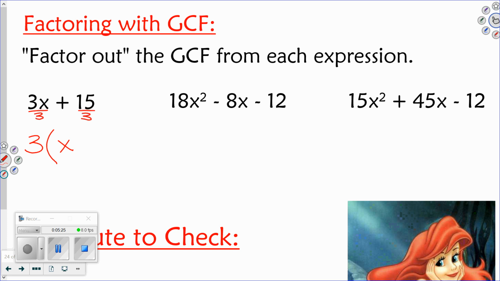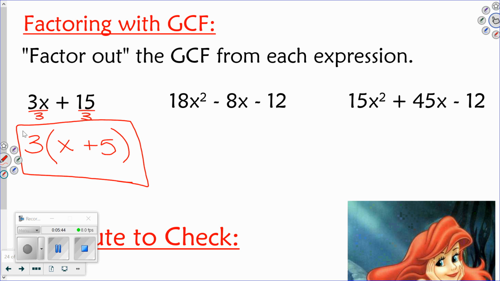Just x. I got a plus. And 15 divided by 3 is 5. So what you are doing is, in essence, you are undistributing it. It's like I'm just undoing everything that we've always learned how to do. You're undoing it. Can you check your answer?